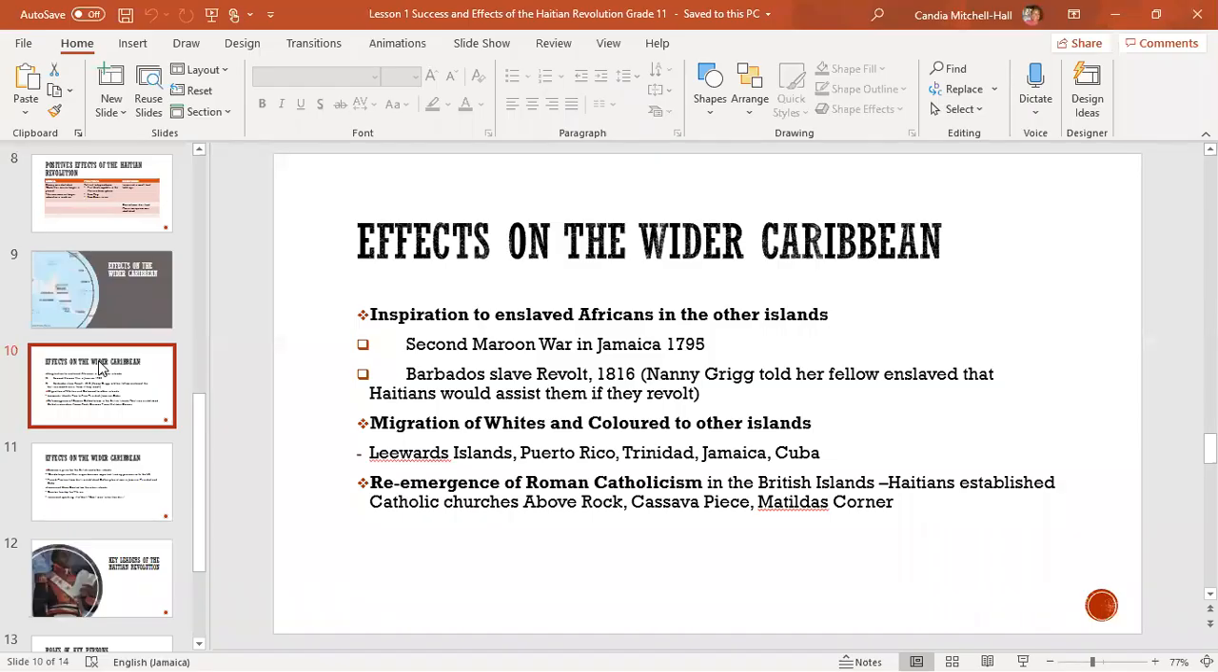Another point that you would have mentioned is the migration of whites. Not only whites, but colored people also went to the other islands. They went to the Leeward Islands, Puerto Rico, Trinidad, Jamaica, Cuba. Another point is the re-emergence of Roman Catholicism in the British Islands. Why did Roman Catholicism re-emerge?